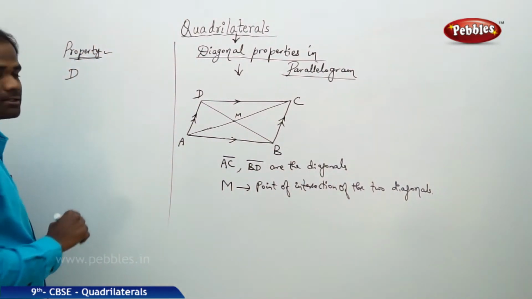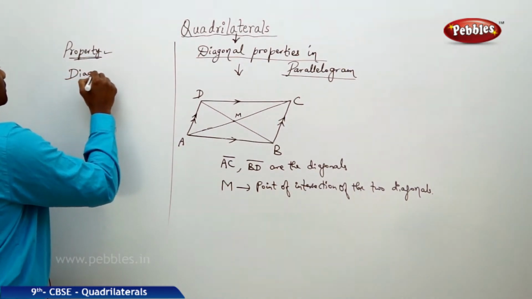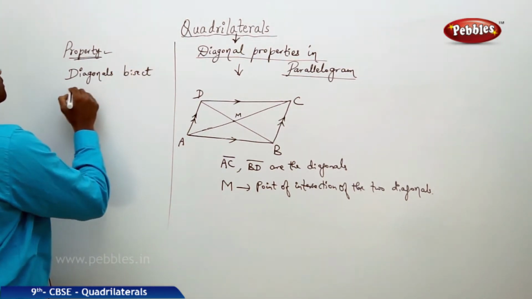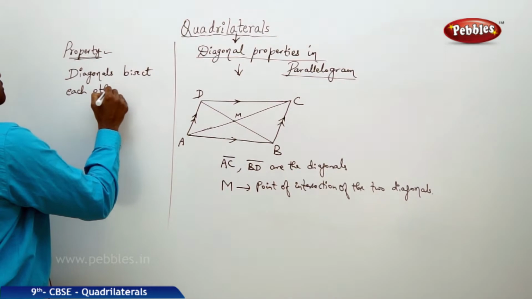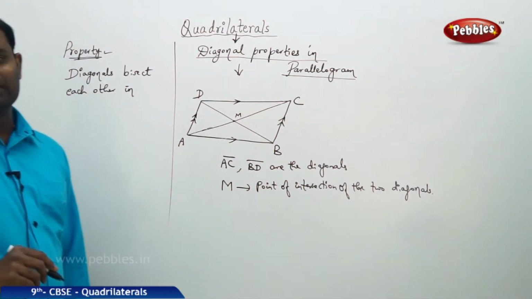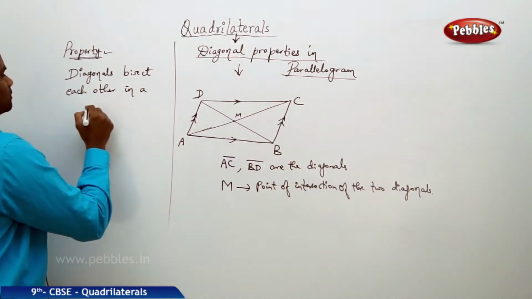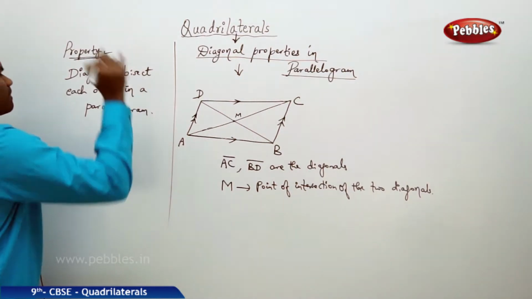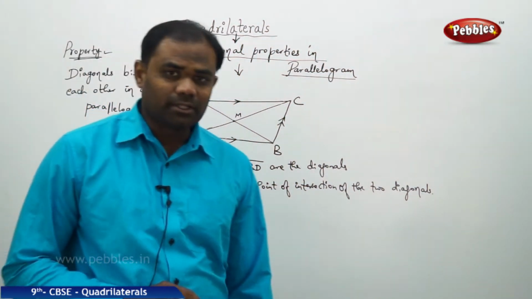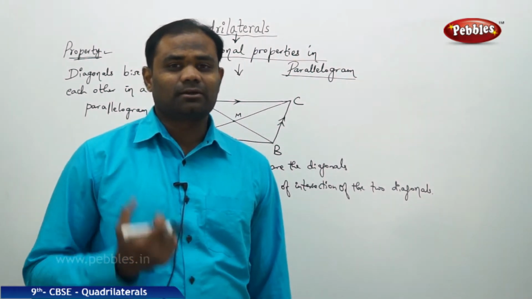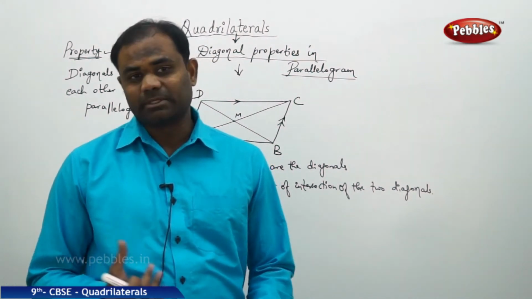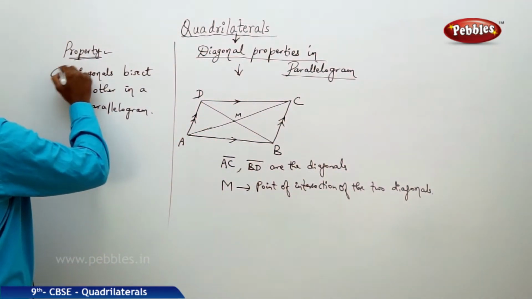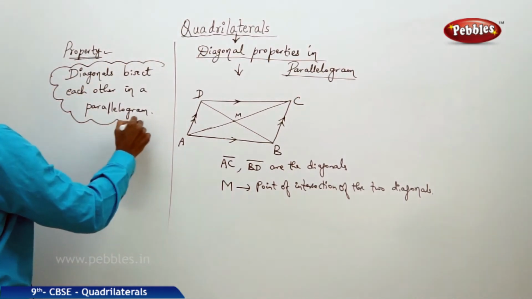The property says that the diagonals AC and BD bisect each other in a parallelogram. This is one of the most important properties in parallelograms because the bisecting concept helps us in solving many mathematical problems. The property: diagonals bisect each other in a parallelogram.